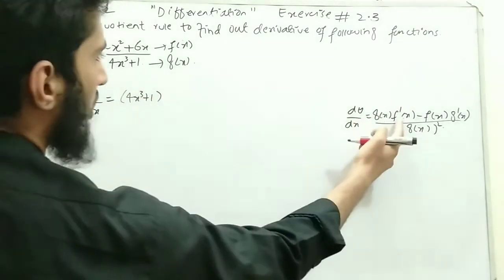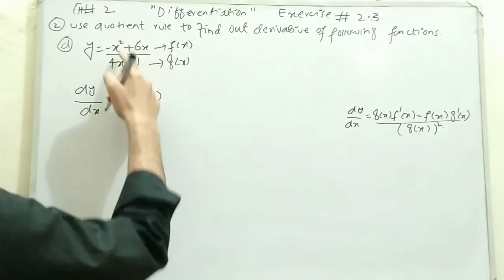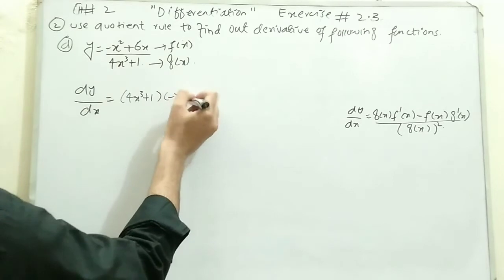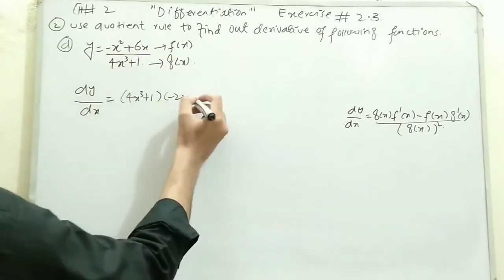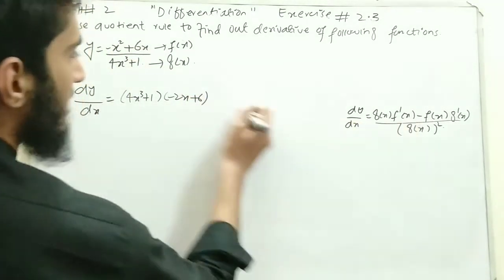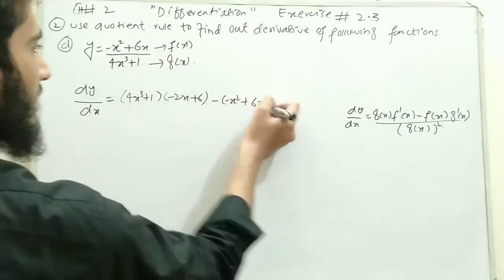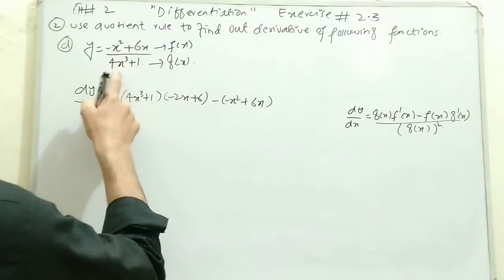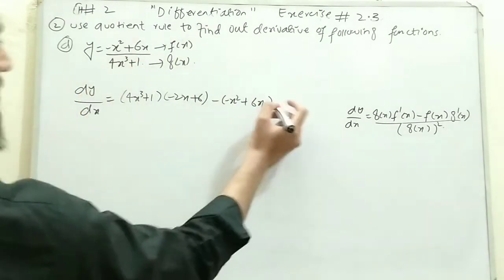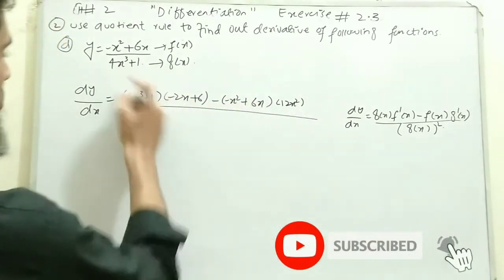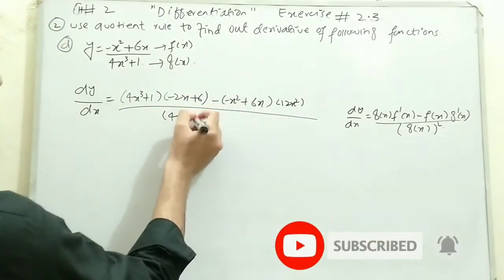Multiply the derivative of the first function, f prime of x. So f prime of x will be minus 2x plus 6, because here we take the derivative. And after this, minus f of x, which is minus x square plus 6x, times the derivative g prime of x. So the derivative will be 4 multiplied by 3 gives us 12 x square, so 12x square, and the derivative of 1 is 0, divided by g of x whole square, so (4x cube plus 1) whole square.